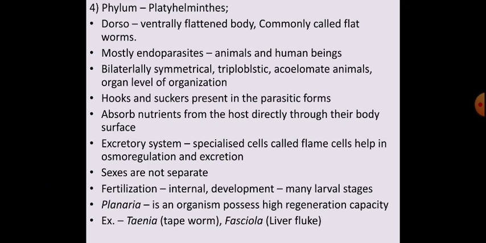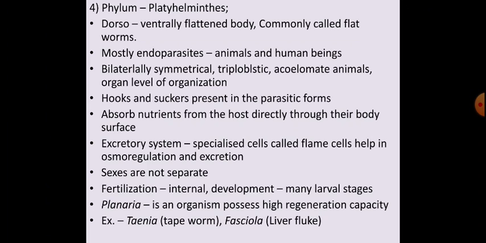They are mostly endoparasites. Endoparasites means they live in the intestine of the body, in animals and human beings. These worms are bilaterally symmetrical. Bilaterally symmetrical means they can be divided into equal halves. Triploblastic means they have an outer ectoderm, middle mesoderm and inner endoderm. Acoelomate animals without a body cavity, with organ level of organization.